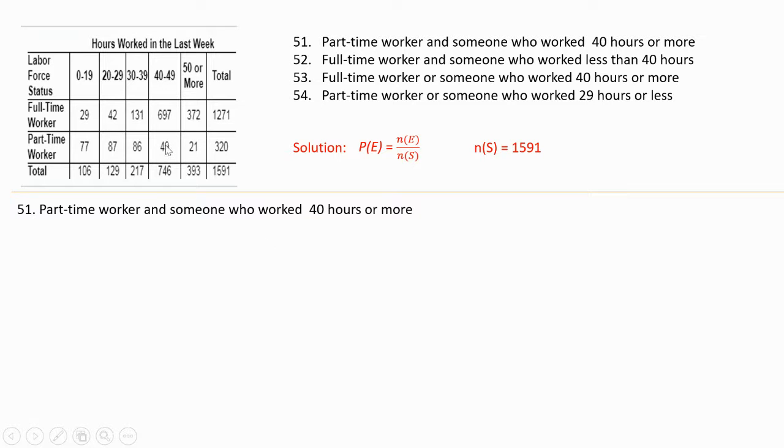So 40 hours or more, won't it be 49 and 21, right? Because these people that are part-time workers, all these right here, these work 40 hours or more, which is 49 plus 21. That's a keyword right there, "and." Which means 49 plus 21, because these two worked 40 hours or more. And you simplify it, and that's your result.